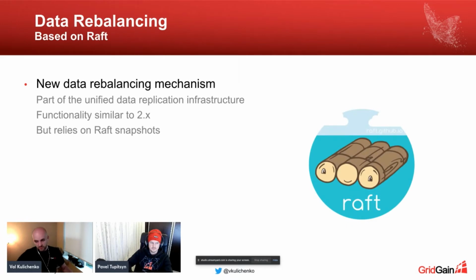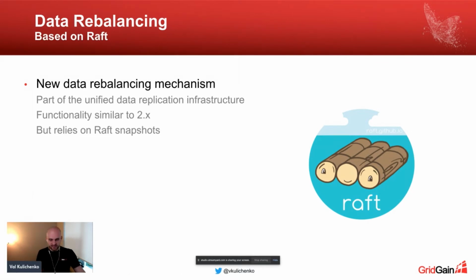So the last feature is data rebalancing. Data rebalancing is obviously a must-have feature for a distributed system like Ignite, and Ignite 2 obviously supports that. And the reason I mention this is just to highlight that, again, we're trying to create a modular architecture, and we're trying to make sure that the main backbone components of the system are reused whenever it is possible and whenever it's applicable.